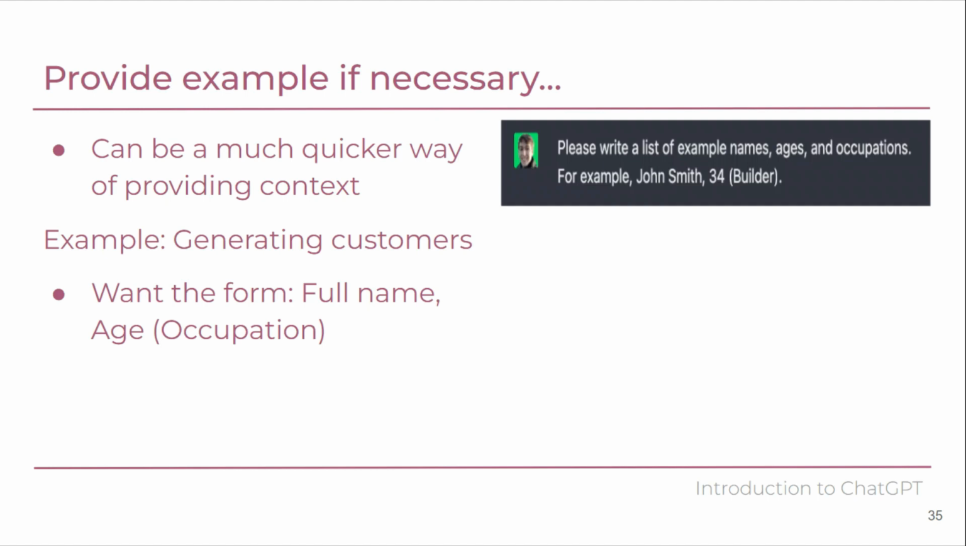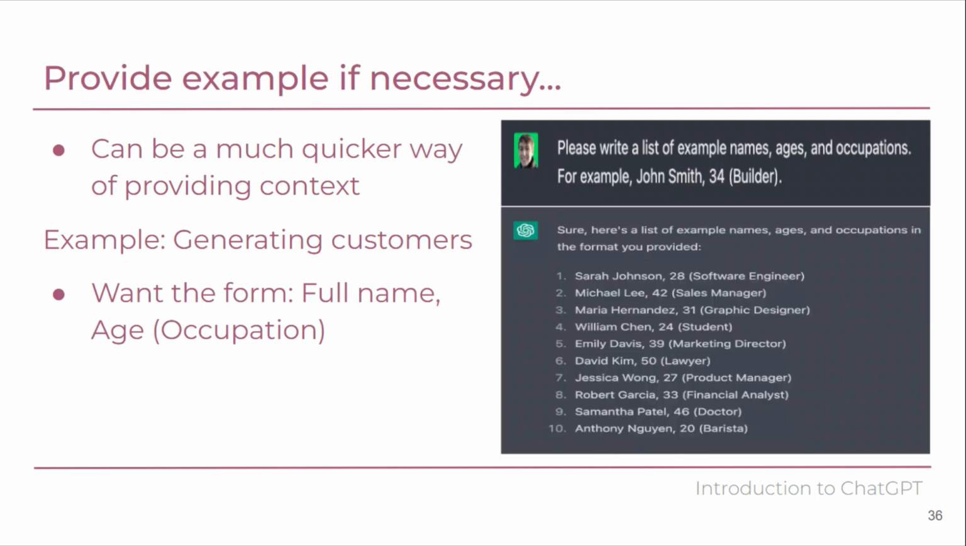We want the results in a very specific format: the full name and age separated by a comma, followed by the occupation in brackets. We should provide an example in the prompt so ChatGPT understands exactly what we're asking for. In our prompt, we specify the instruction and also provide the example: John Smith, 34, and builder in brackets. Because of the example, ChatGPT outputs exactly what we want and in the format that we wanted it.